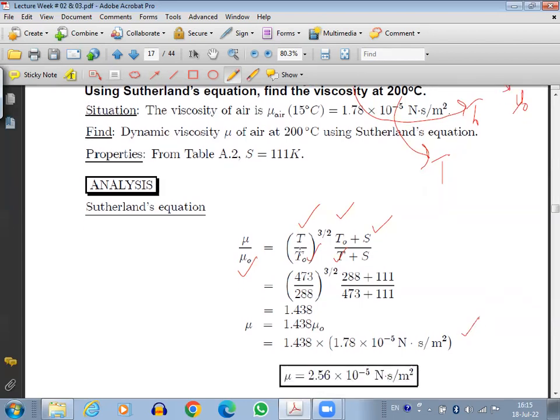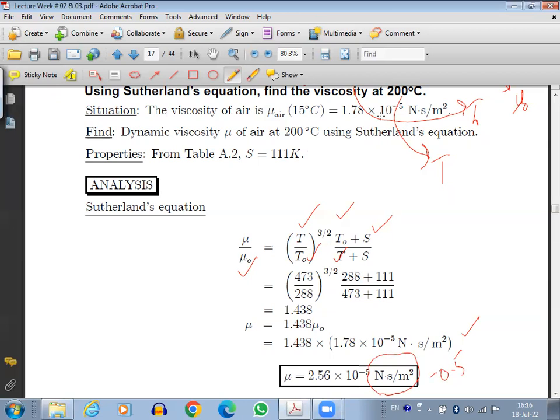So let's say a student solved the problem and got the value of mu correctly, but did not write the correct unit or did not write the unit. So minus 0.5 mark will be deducted for not writing the unit. So it's a 3 marks question, 0.5 deducted. So you did the question correctly, still you get 2.5.